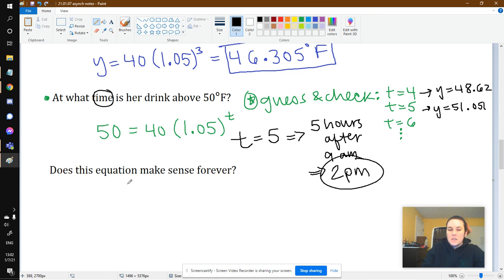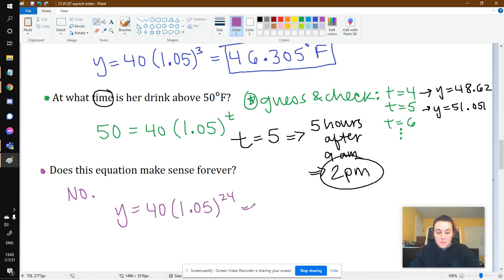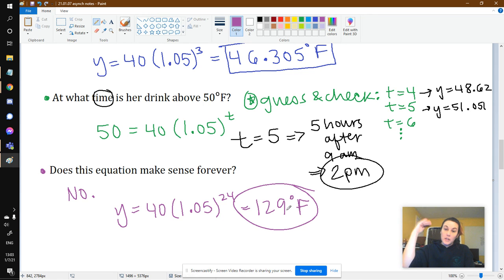And now the question becomes, does this equation make sense forever? And this is just a fun fact that we're doing on the video call right now. You won't have to answer this type of question on the homework. But does this make sense forever? No. Right? Because if I leave my drink out for a day, so 24 hours, this equation says that my drink will be 129 degrees Fahrenheit. And my house isn't that hot, right? My house is about 80 degrees Fahrenheit. So my drink isn't going to get hotter than 80, right? There's a ceiling, a limit on how hot my drink can get if I just leave it out and don't like boil it. So no, this equation does not make sense forever.